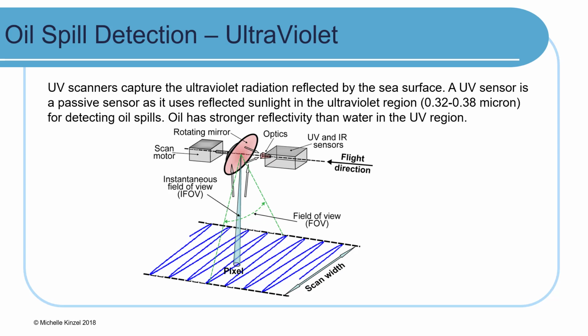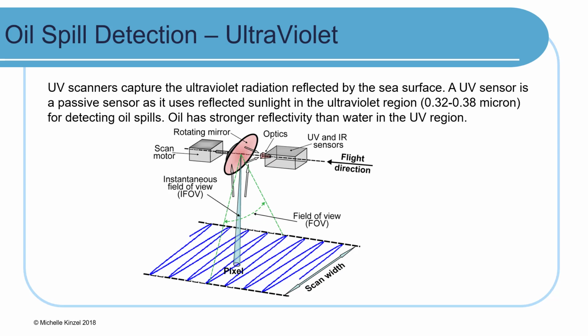So UV scanners can capture the ultraviolet radiation that is reflected at the sea surface. So here's a diagram of a passive sensor, which is a UV sensor, and it's using the reflected sunlight in the ultraviolet region from approximately 0.32 to 0.38 microns, and this is useful for oil spills. Again, oil has a stronger reflectivity than the water, so it stands out very nicely in this type of data set. And you can see here some of the mechanics of a rotating mirror, some scan motors, sensors, optics, etc.